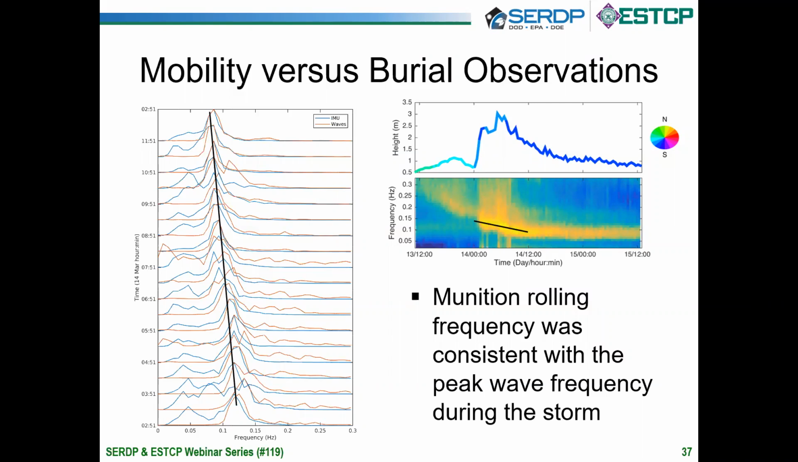What I want to show you here is, on the left, every half hour, as you go from the bottom of the picture to the top, both the frequency spectrum of the waves and the IMU. The rolling moment of the smart munition was rolling with the waves and tracking it. That was a really exciting and interesting piece of data that we got there.